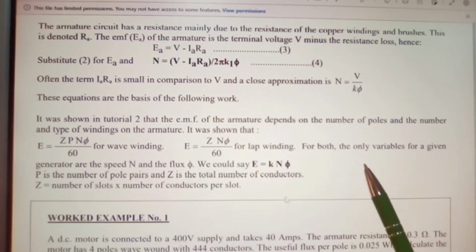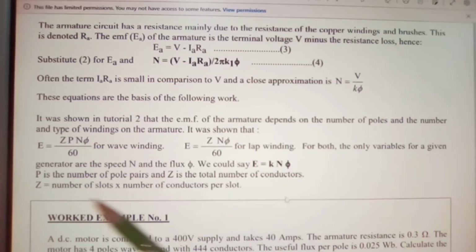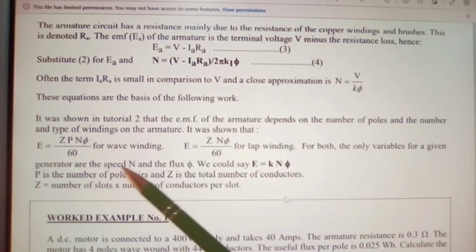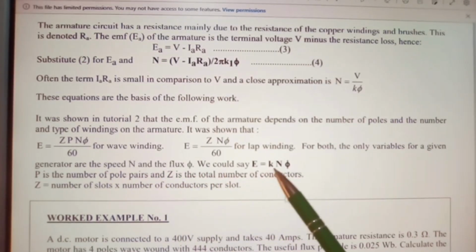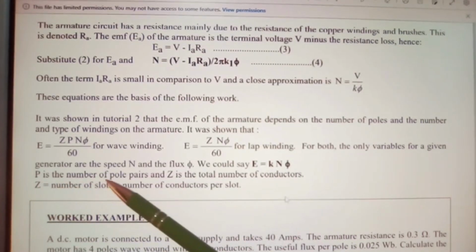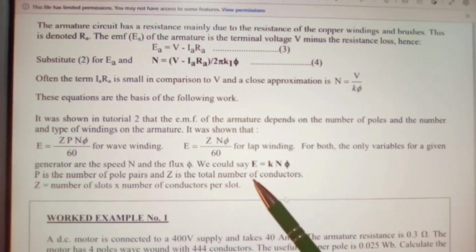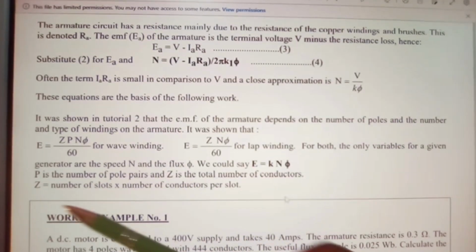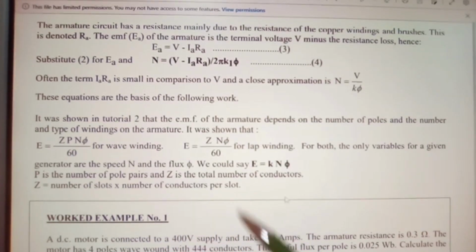For both, the only variables for a given generator are the speed N and the flux θ. We could say E equals Knθ. P is the number of pole pairs, and Z is the total number of conductors. Z equals number of slots times number of conductors per slot.